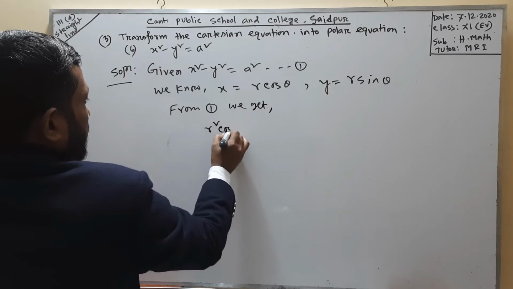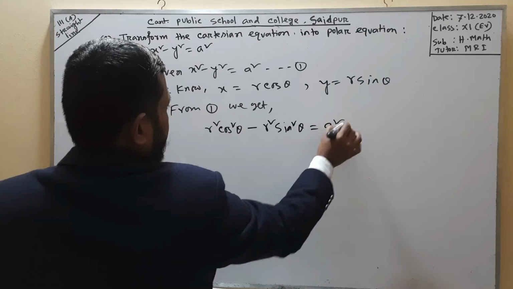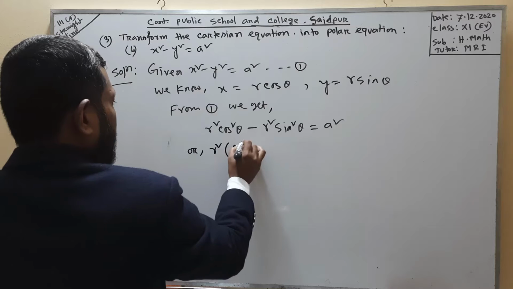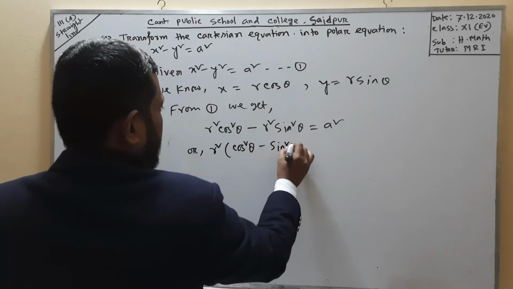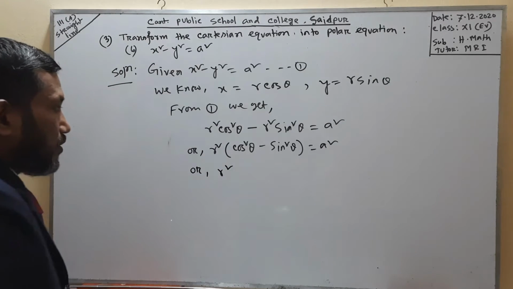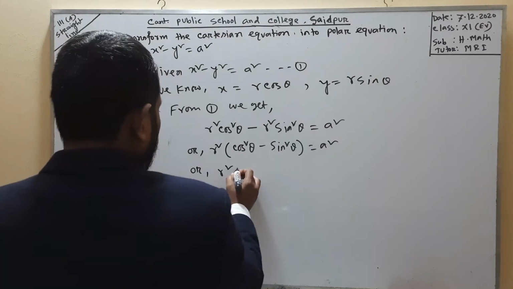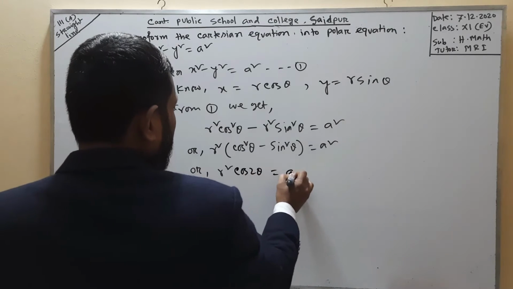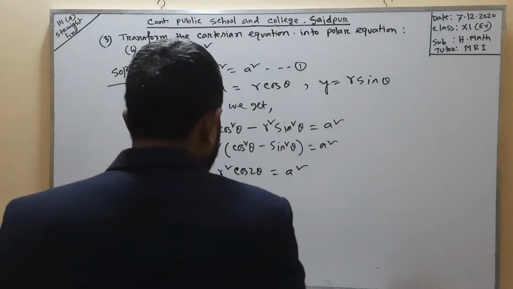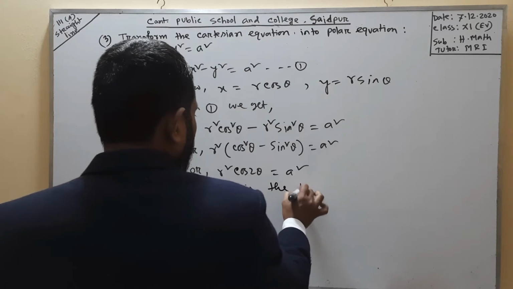r square cos square theta minus r square sin square theta is equal to a square. If we take common r square, then we get r square into cos square theta minus sin square theta is equal to a square. We know cos square theta minus sin square theta is equal to cos 2 theta. So r square cos 2 theta is equal to a square. This is the polar equation.